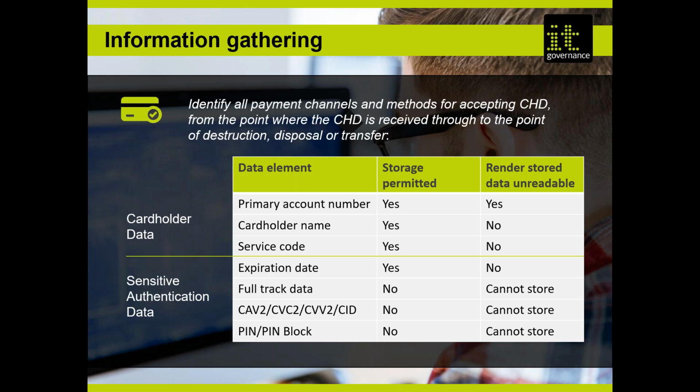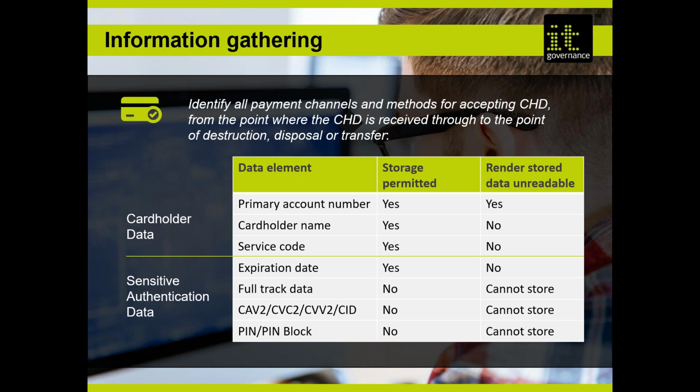Then we come on to sensitive authentication data, and that is all of the data that is used for the approval, the settlement, and the clearing of data. And they're generally the pieces of information that appear on the back of the card, such as the CVV2, the full track data from the swipe, and the PIN information you enter when you're using the card.